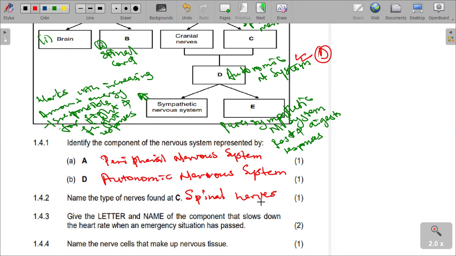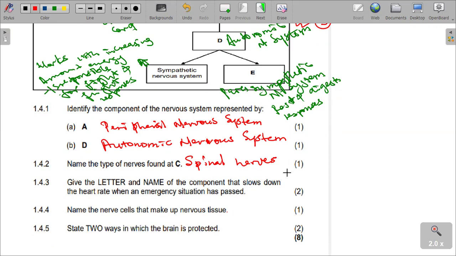And then the next question says, give the letter and name of the component that slows down the heart rate when an emergency situation is passed. I have already given you in my presentation that the part of the nervous system that returns the body to normal is the parasympathetic nervous system. So for question 1.4.3, we are asked for the letter and the name. It is E, which is the parasympathetic nervous system.